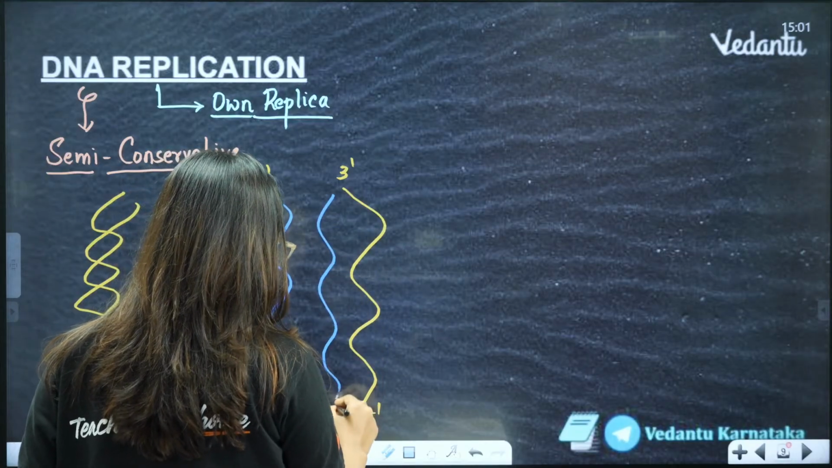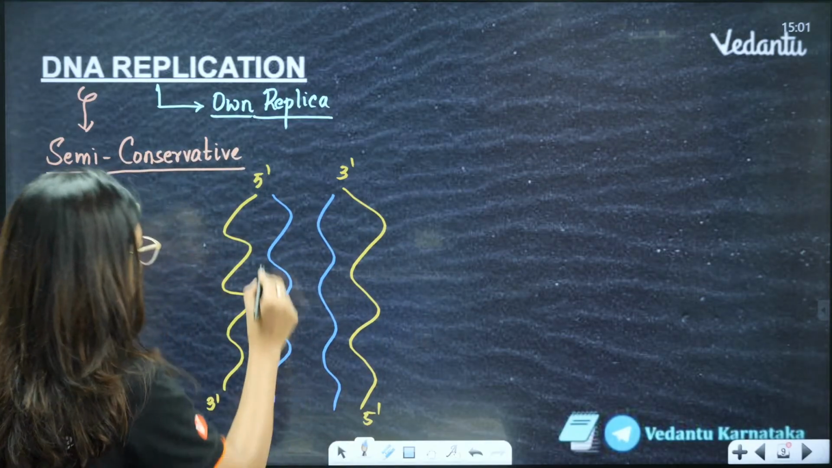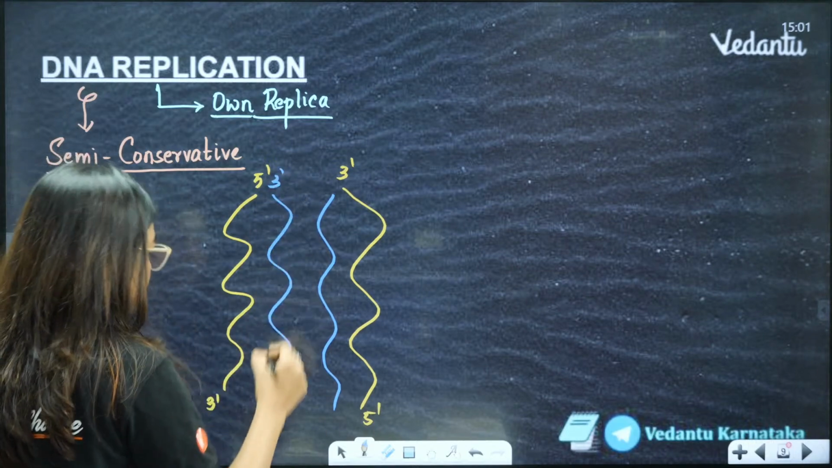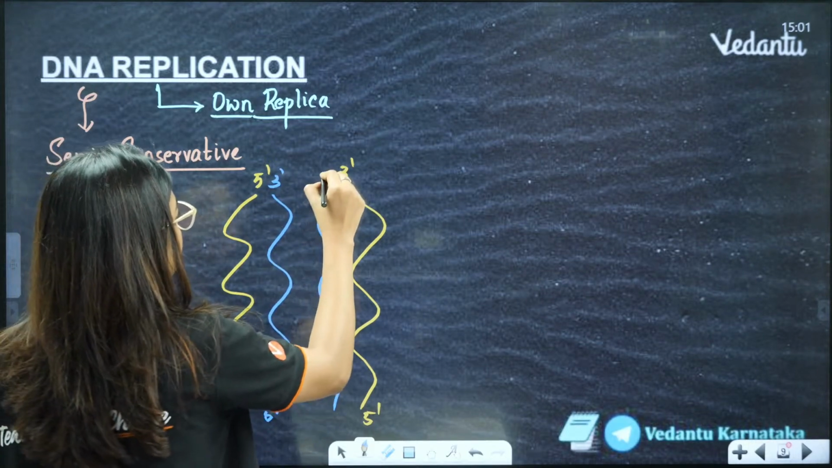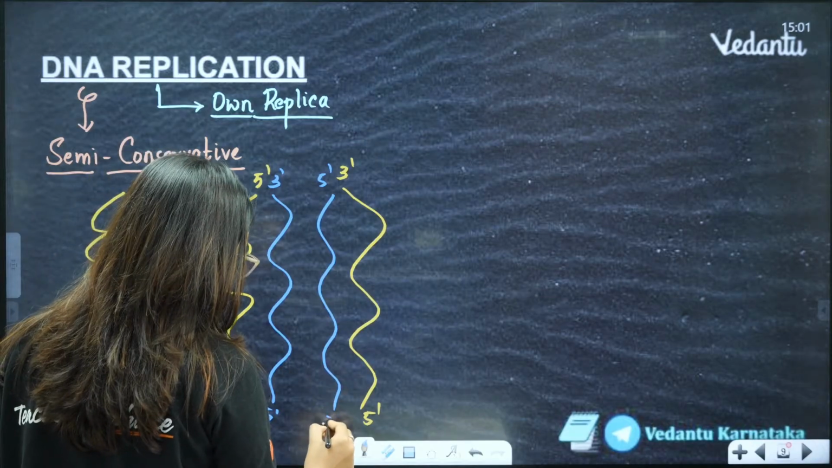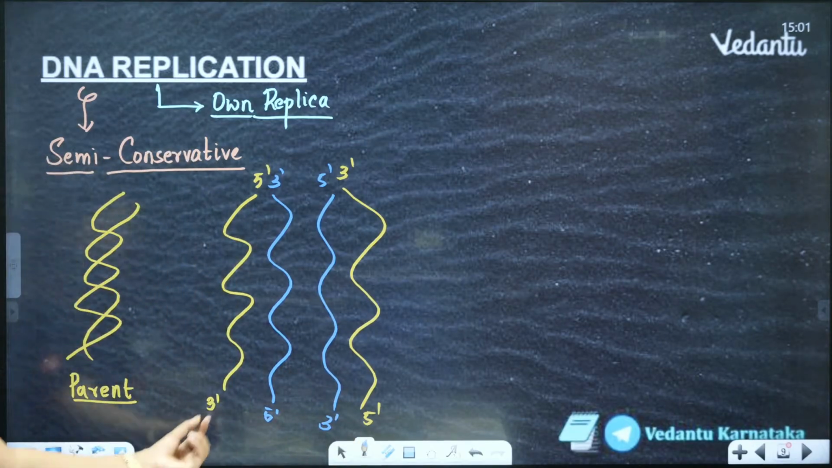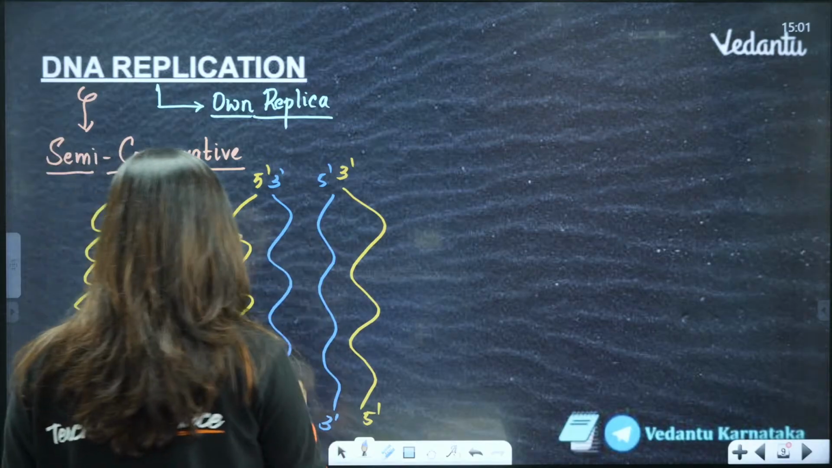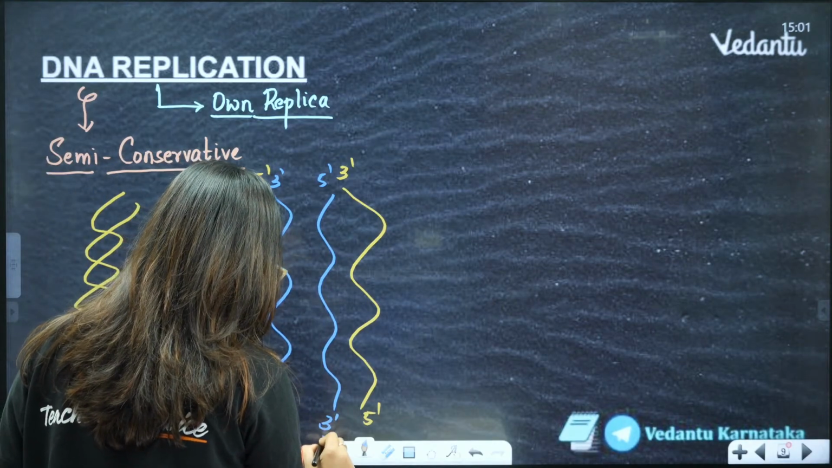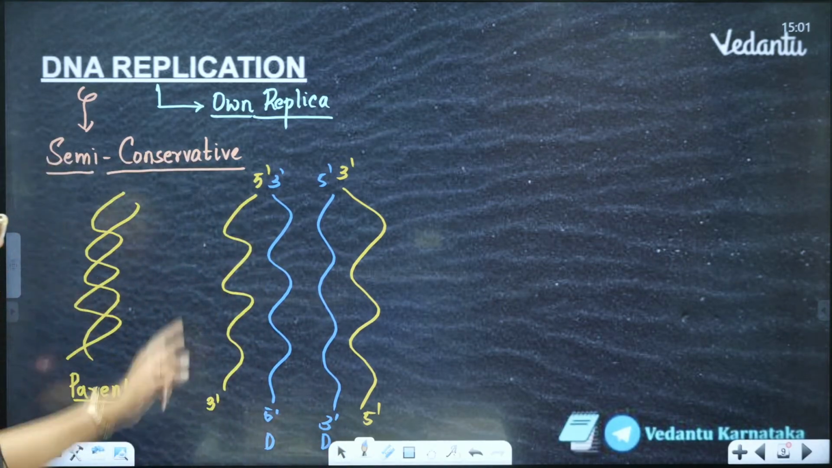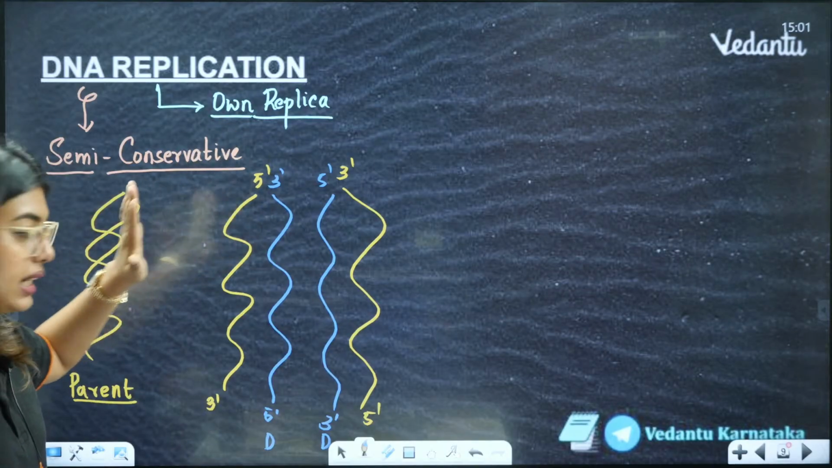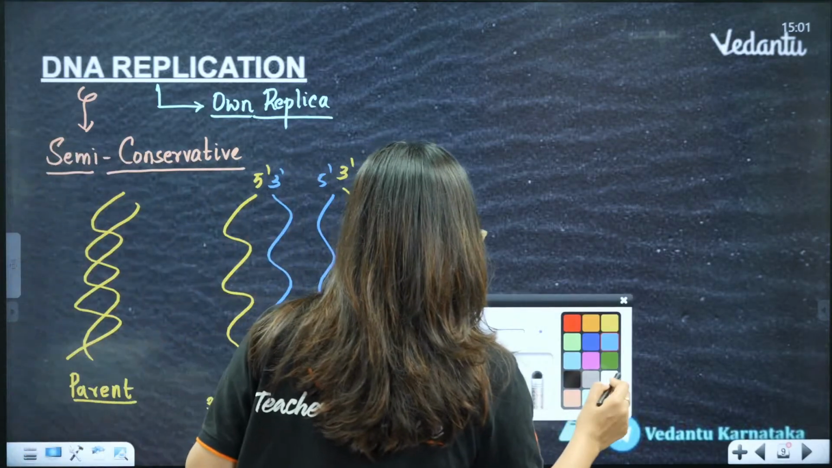I got my two strands, correct? So, I am going to label this. Obviously, if this is 5', this will be 3', and this will be 5'. Okay, this will be 5', this will be 3'. Correct? Yes, ma'am, correct. And these are going to be my daughter strands or my newly synthesized strands, because I am forming my own replica. So, obviously, I need these strands. Okay, what happens here, students?